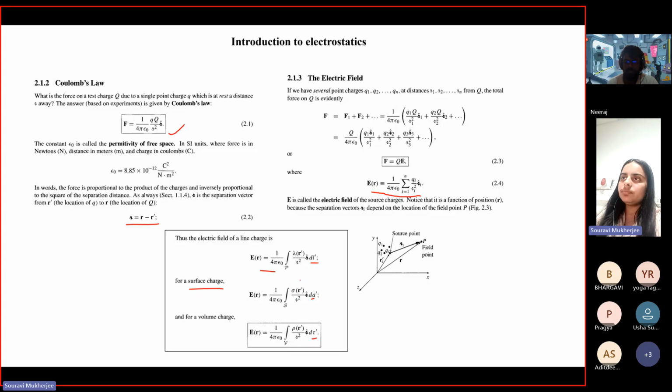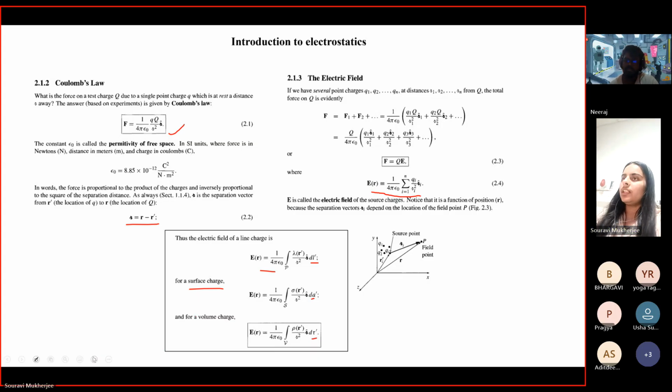So rho d tau is your charge element for the volume charge density. In that way you can represent the same Coulomb's law either in terms of discrete systems or in terms of a continuous charge distribution.